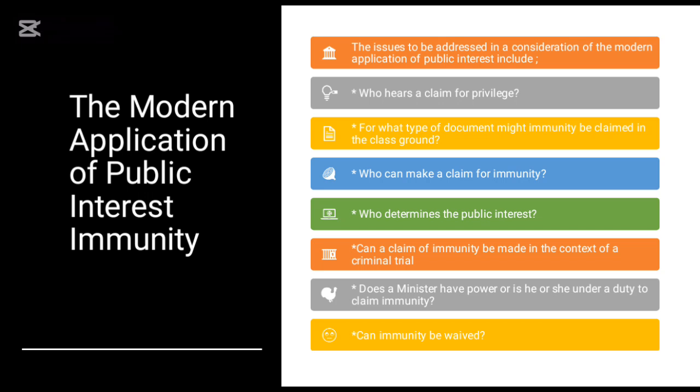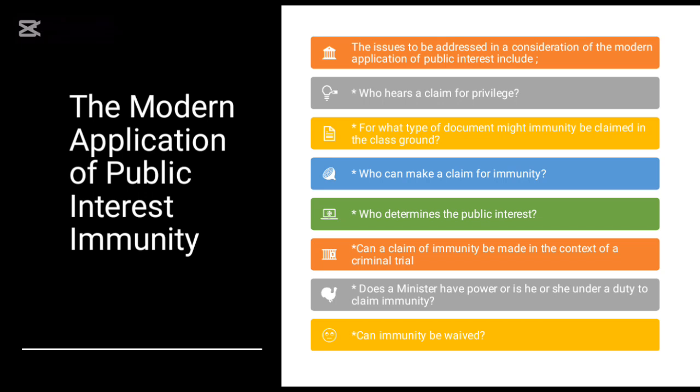And the seventh and final issue is, can immunity be waived? Yes, public interest immunity can be waived by the party asserting the immunity. This can happen if the government decides that the public interest no longer requires non-disclosure or if the circumstances change. The courts may also find that a waiver has occurred implicitly, for example, if the government discloses part of the information that has been previously protected by the law.